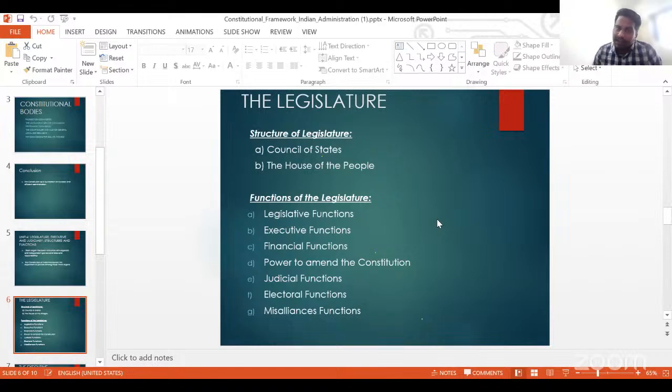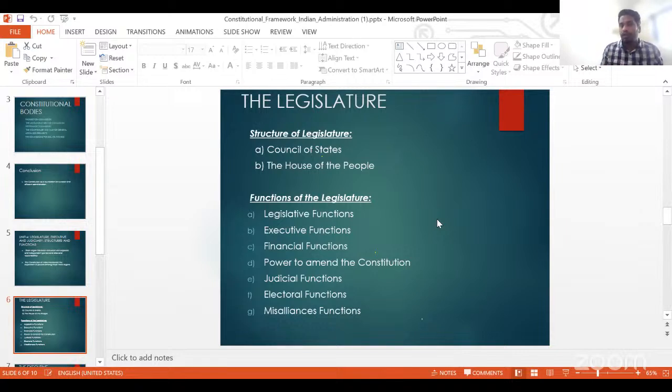Okay, in the legislature, according to the constitution, the Indian Parliament consists of the President, Rajya Sabha, and Lok Sabha. The Rajya Sabha is called the Council of States. That means the representatives of the different states are selected in the Council of States, that is Rajya Sabha.